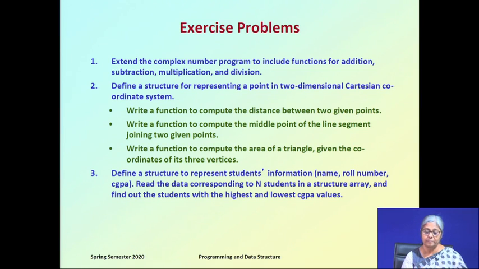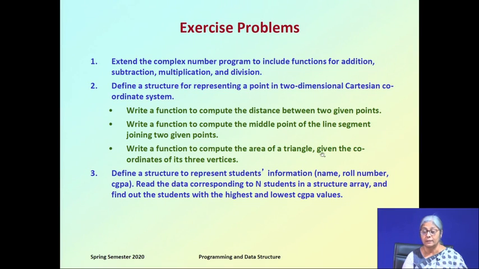Then define a structure for representing a point in a 2-dimensional Cartesian coordinate system, and write functions to compute the distance between two given points. All of us know that it is the root over (x1 minus x2) whole square plus (y1 minus y2) whole square, where the points are (x1, y1) and (x2, y2). So, you define one structure and do this computation. Write a function to compute the middle point of the line segment. You know the formula from coordinate geometry, just do that.